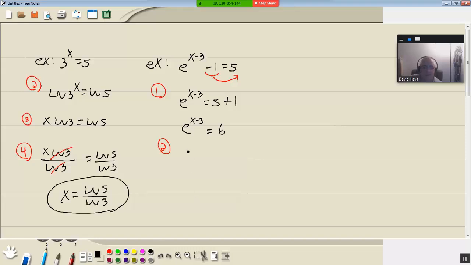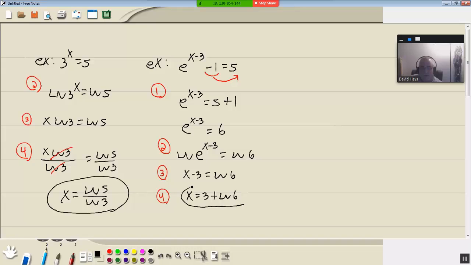Step 2: take the natural log of both sides. So you've got natural log of e to the x minus 3 is equal to natural log of 6. Now what you're going to find is that whenever you have natural log and e, they cancel each other. So that gives us x minus 3 is equal to natural log of 6. You like the problems with the e because it always works out that way. And now we want to solve for x. I take that negative 3 to the right side, and we get x is equal to 3 plus natural log of 6. And that's our answer.